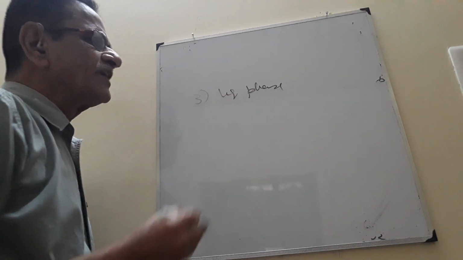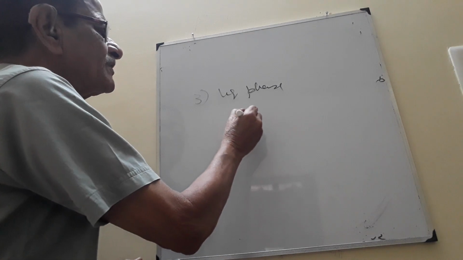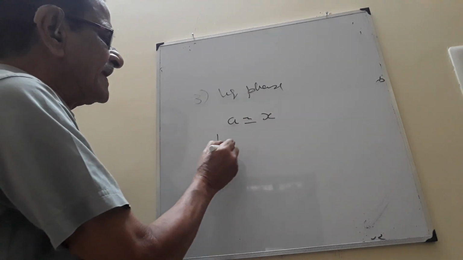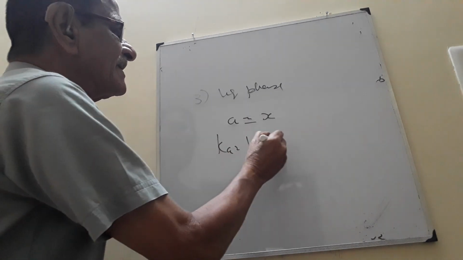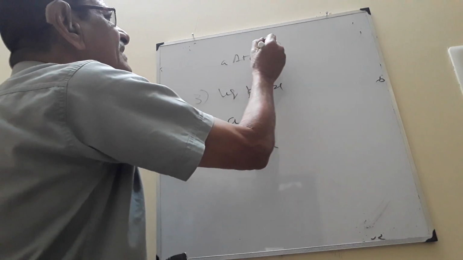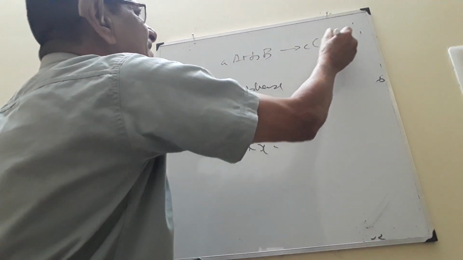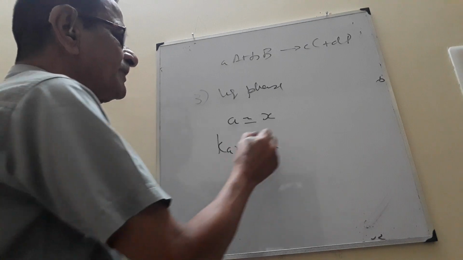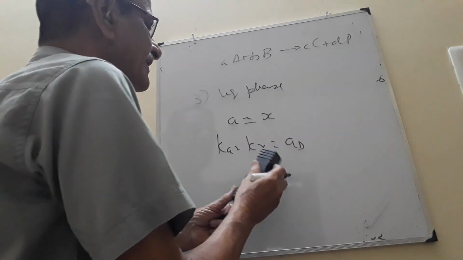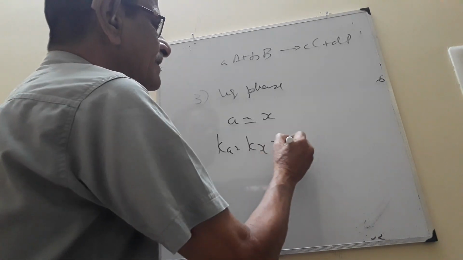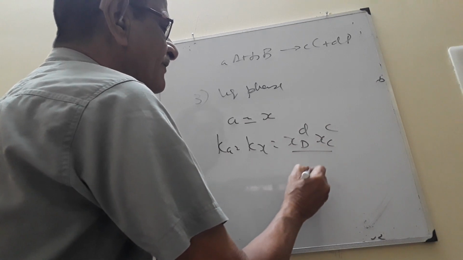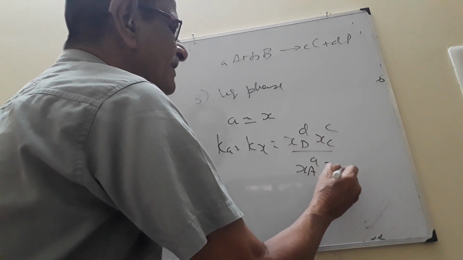We can show that for liquid phase reactions, a is approximately equal to x, the mole fraction in the liquid phase. Therefore, Ka will be equal to Kx. For the same reaction, aA plus bB giving cC plus dD, a_D power d, a_C power c, a_A power a, and a_B power b is x_D power d, x_C power c, x_A power a, and x_B power b.